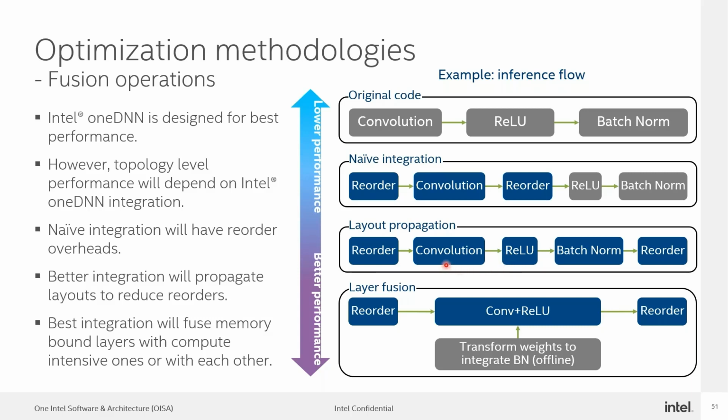But after all, these three primitives are three independent primitives. So the memory overhead between two operators is inevitable. To reduce this overhead, we fuse the most commonly used patterns into one single operator. With this fusion method, we can increase the performance further.